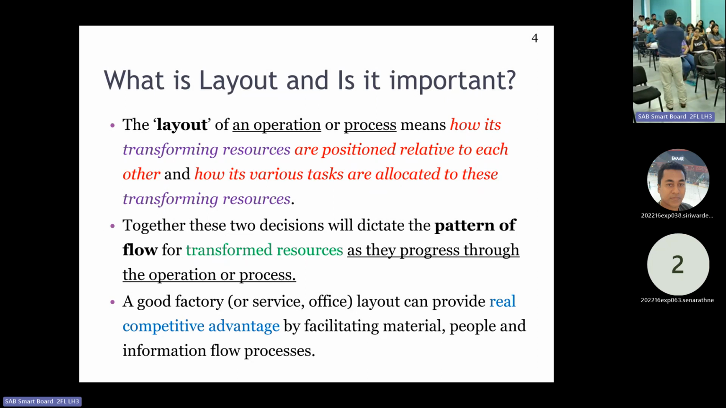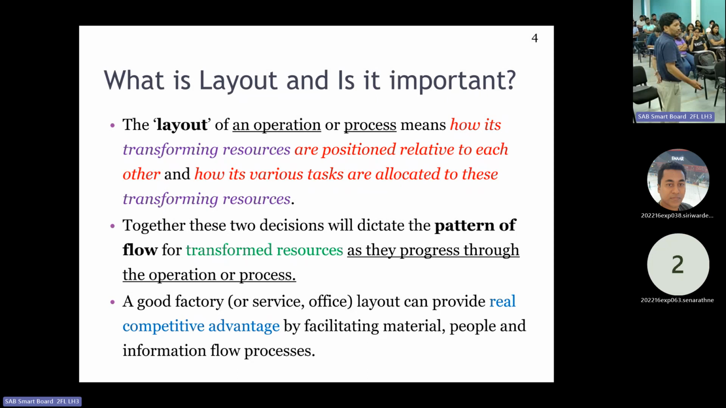Can you understand it? How we arrange the resources determines how materials, customers, or information may go through the production process. A good factory layout, or other layout types like office layouts or service layouts, can provide real competitive advantage for a business. The layout side.